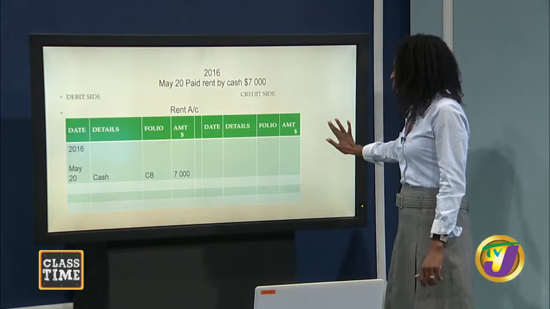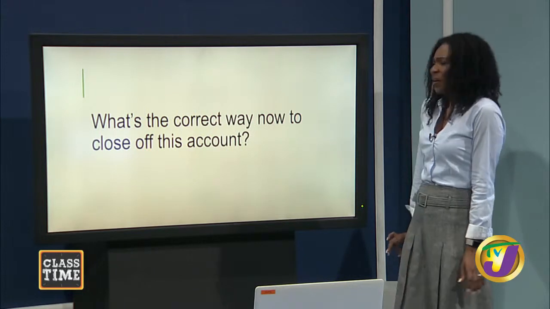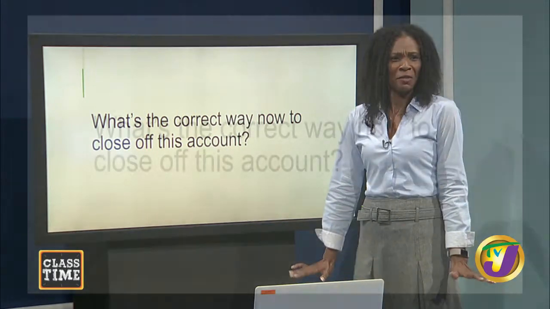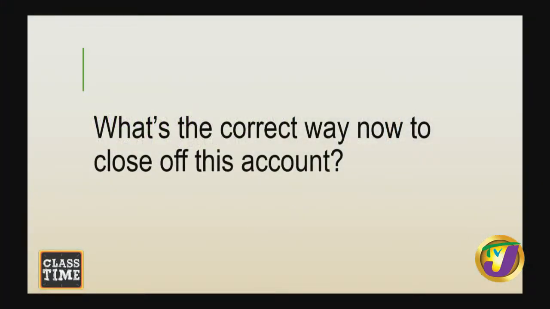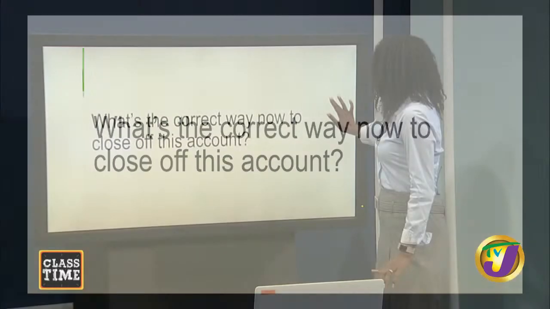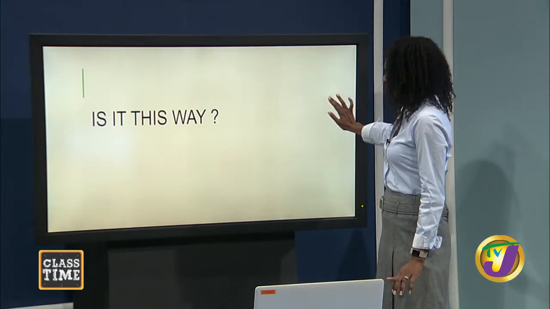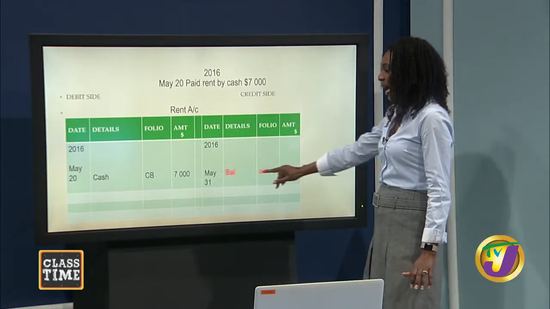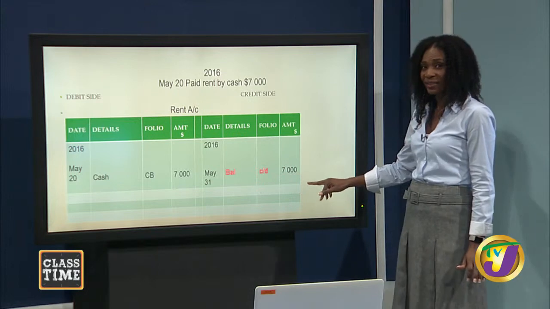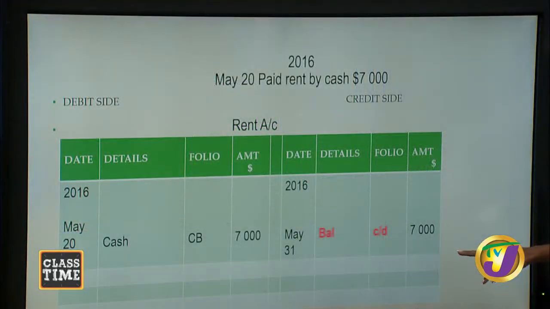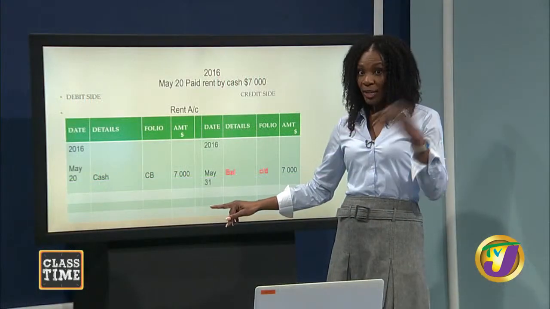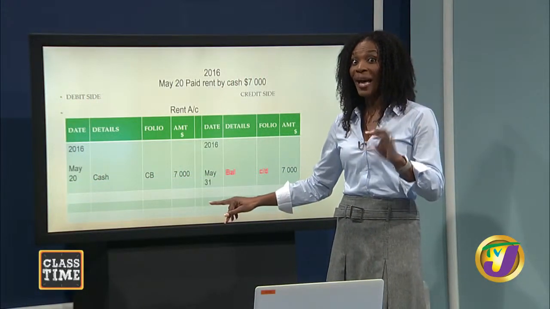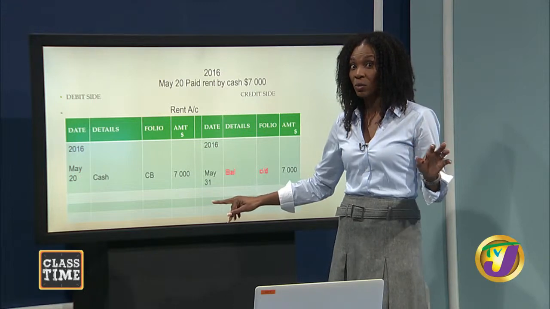Now, what's the correct way to close off this account? It's a rent account. See, I'm tying up everything nicely for you and with you. Let's see. Is it this way, where we would have details balance CD, rent, and expense? Think back to last week's lesson, students. Transfer knowledge. Will I use balance CD to close off the account?